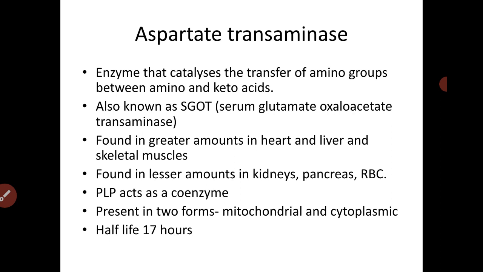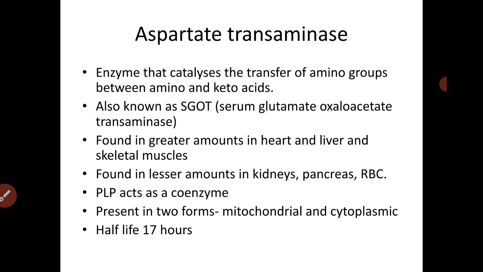So this enzyme is basically present in higher quantities in heart, liver, skeletal muscles, and it is found in lesser quantities in kidneys, pancreas and RBCs. The coenzyme for this enzyme is pyridoxal phosphate.